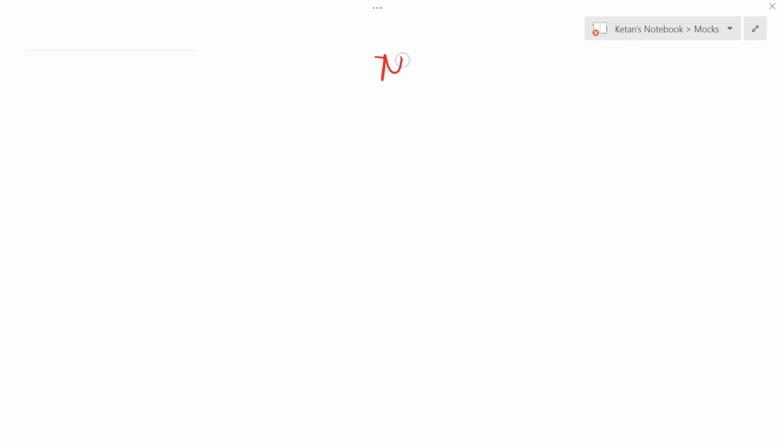There are a lot of people who keep asking me, sir, when exactly one should be writing mocks for the CAT exam predominantly. Now, as far as mocks are concerned, there are a lot of myths in the market. There are a lot of suggestions in the market, like free suggestions available in the market.